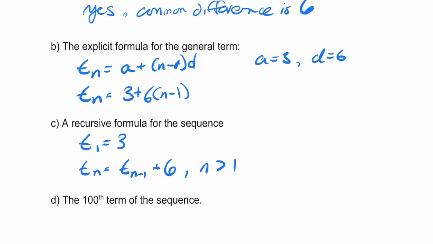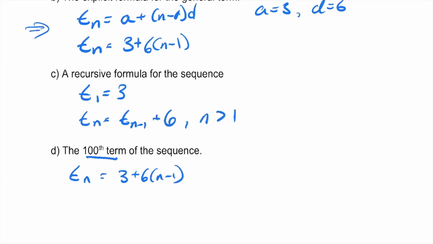Now let's find the 100th term of the sequence. Here is the benefit of the explicit formula. We could do this through the recursive formula and generate the sequence, but if you're looking for a specific term, in this case the 100th term, it's much easier to use the general term. Let me write down the general term again: T of n is 3 plus 6 times n minus 1.